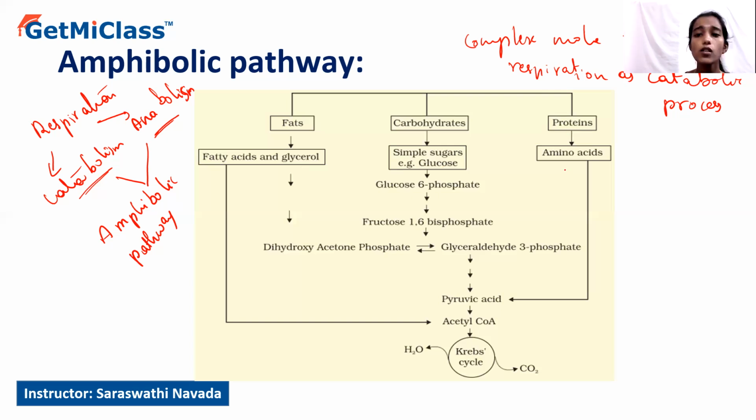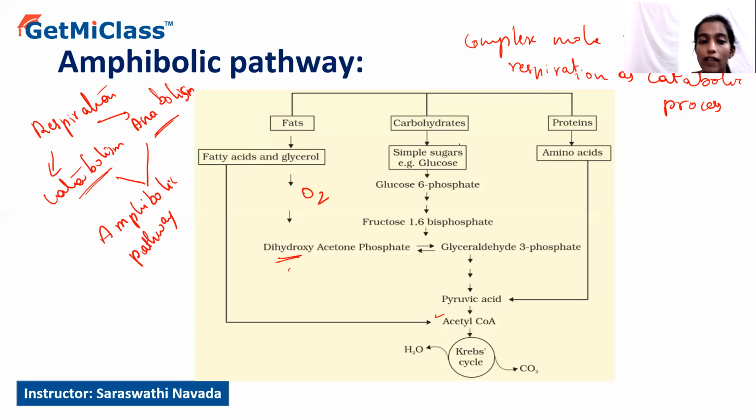Now, this fatty acid and glycerol may further undergo oxidation in order to get a simplified molecule such as dihydroxyacetone phosphate. Similarly, they may also form acetyl coenzyme A. So further breakdown of fatty acid results in the formation of dihydroxyacetone phosphate and acetyl coenzyme A. That is the catabolic pathway for the fats.